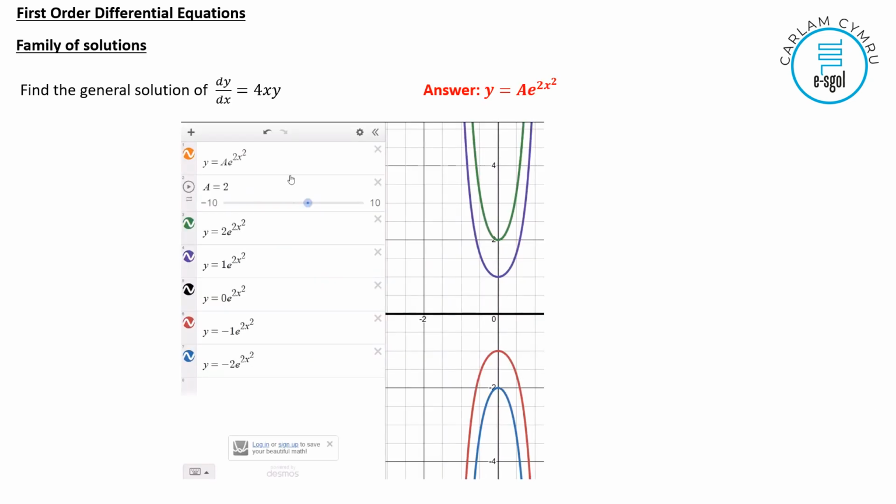Okay, so this diagram shows the family of solutions. I've put the equation in, y equals a e to the power of 2x squared. Basically, as we change a, the curve could look slightly different. I've selected just kind of randomly that we could have a is equal to 2, 1, 0, minus 1 or minus 2, but you could see a could take basically any value, so that's called our family of solutions.